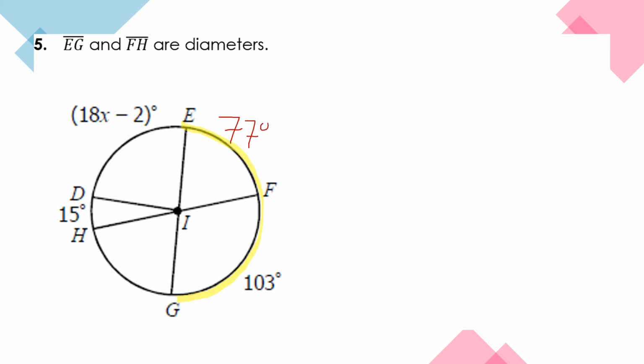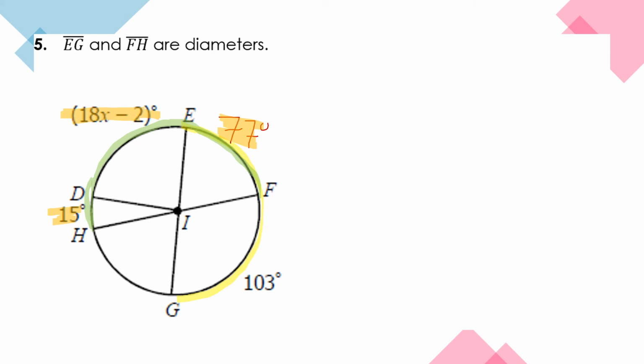And now, if we know that HF is a diameter, then that means this arc right here, FEH, is also 180 degrees. So those three measures, 15, 18x minus 2, and 77, should add to equal 180 degrees. So one way to tackle this is just to add those three things and set them equal to 180 degrees.